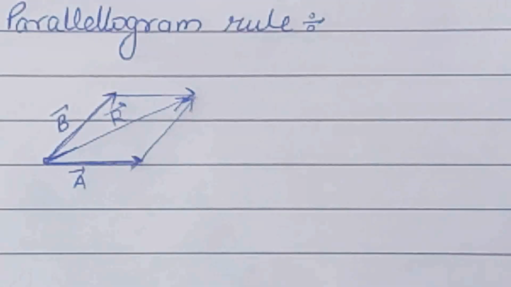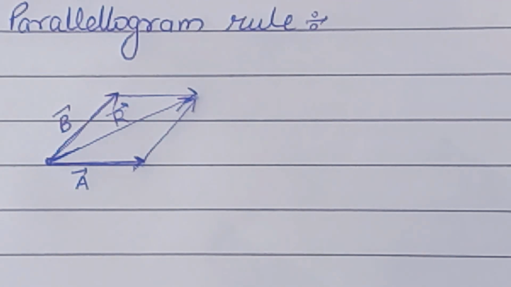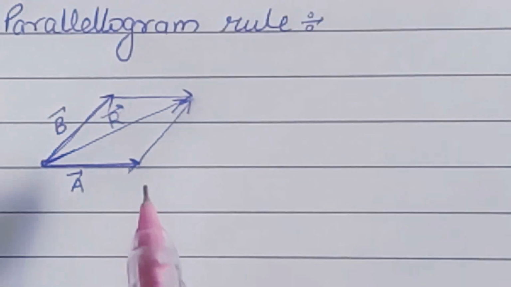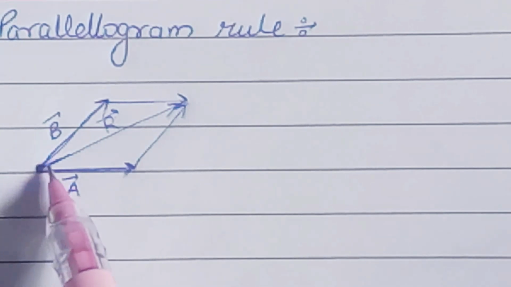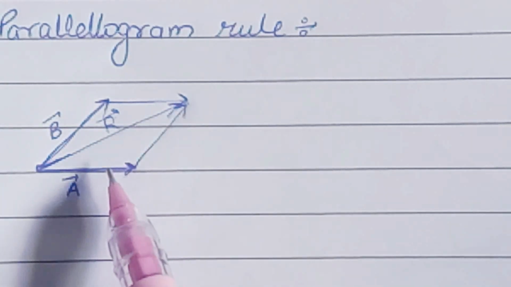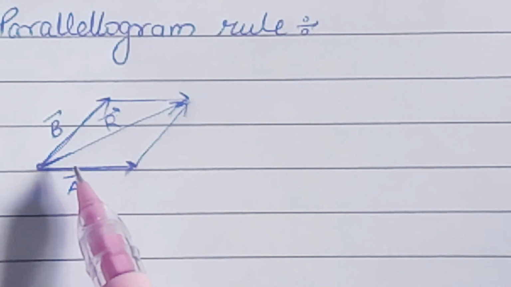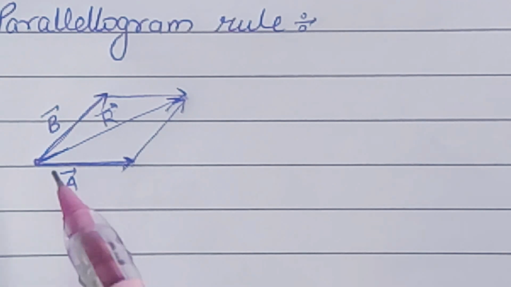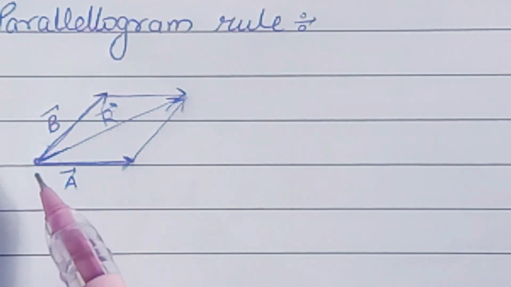According to this rule, if you want to add two vectors which have the same initial point, then you just have to draw two virtual vectors which are parallel to a vector and b vector. Then the line connecting the initial point to the final point will be equal to the resultant vector. So by this rule we can calculate the resultant for vectors which have the same origin.